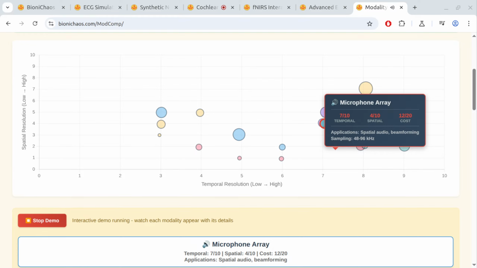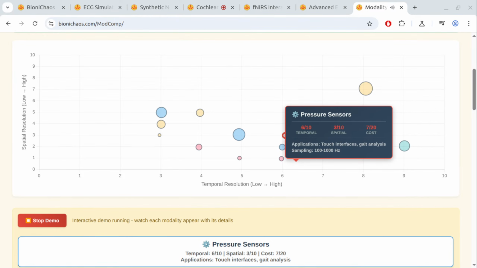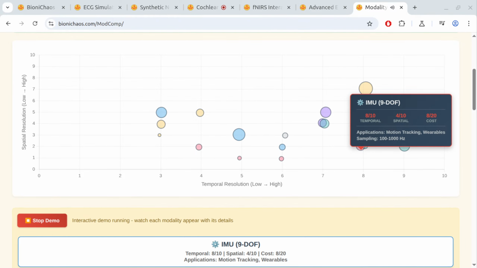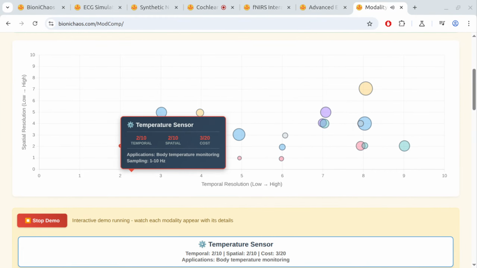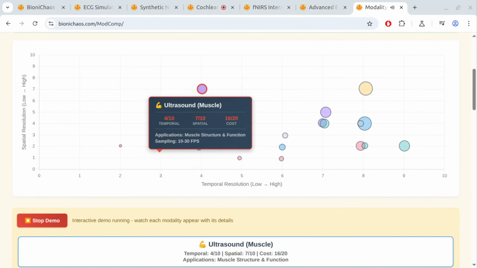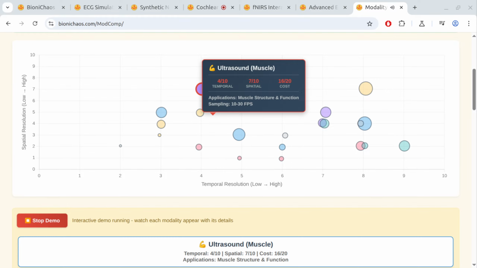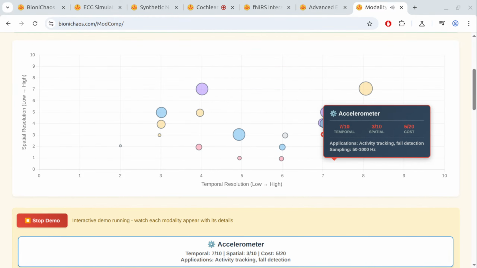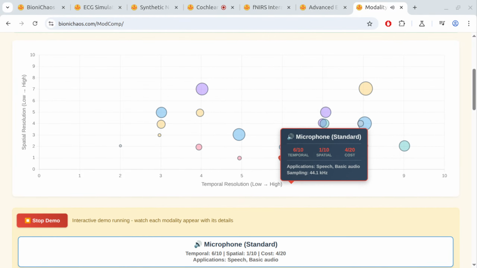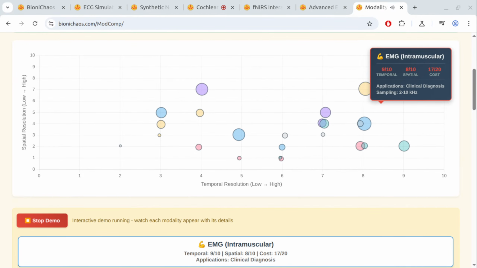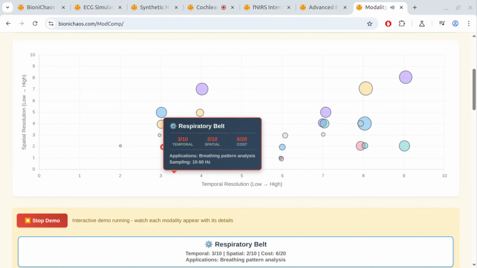And what's really helpful, I think, from our sources is how they often visualize these things. You typically see them plotted on a 2D chart. Okay, yeah. So on the x-axis, you've got temporal resolution, how fast it is, capturing quick changes. Faster means further to the right on the chart. Exactly. And then on the y-axis, you have spatial resolution, how precise it is, pinpointing where things are happening. Higher up means more detail, clearer picture.